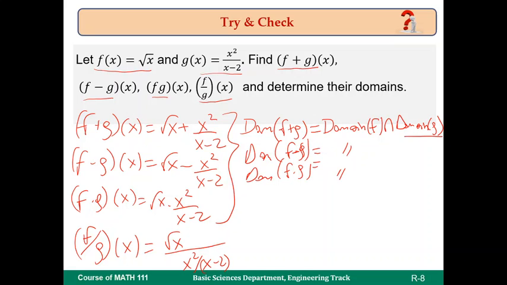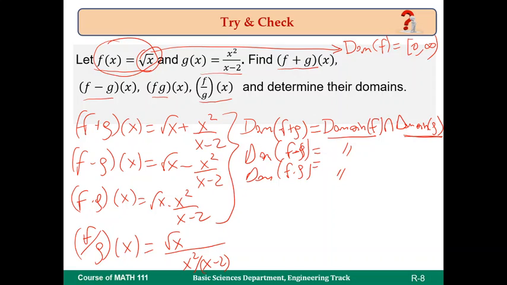Now, how can we find the domain of f and the domain of g? So first we have to find them. What is the domain of f? When you look at the formula here, the square root of x only accepts positive numbers and 0. So it means the domain of f should be all positive numbers including 0.